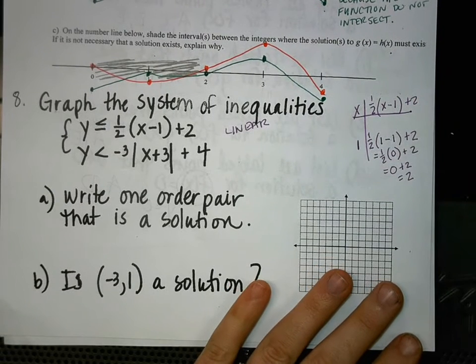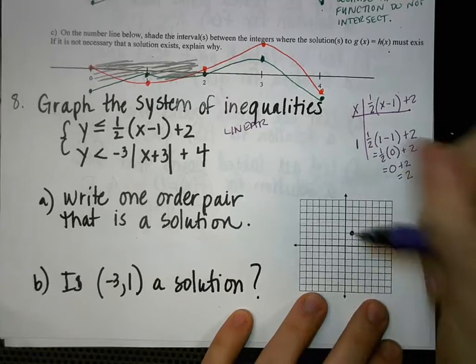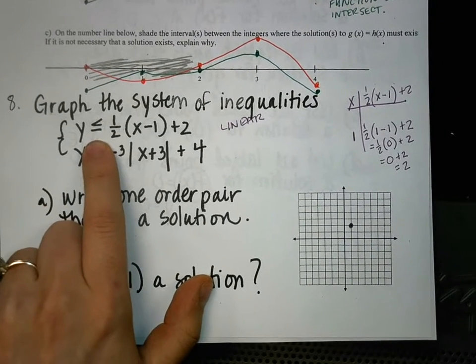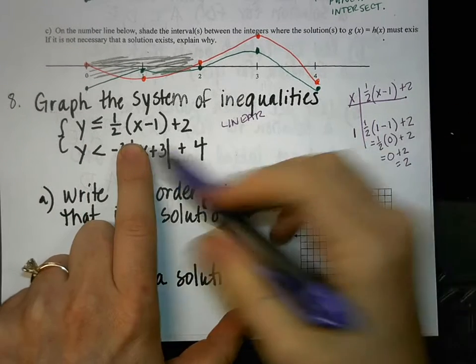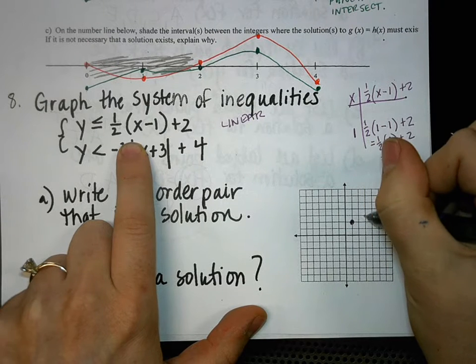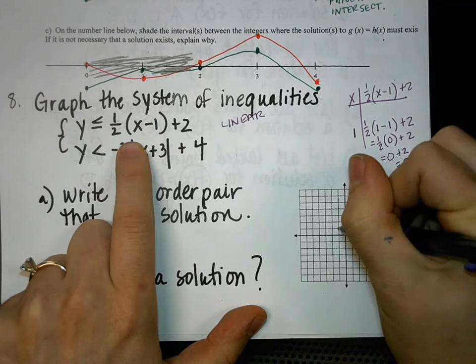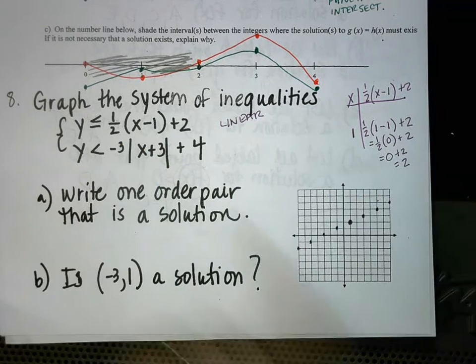Thank you. 0 plus 2 is 2. So the point (1, 2) is a solution to this inequality. And then I can plot the rest based off of my slope because it's linear, so it's a straight line. So I can go up 1 over 2, up 1 over 2, up 1 over 2, down 1 back 2. So I have this function.